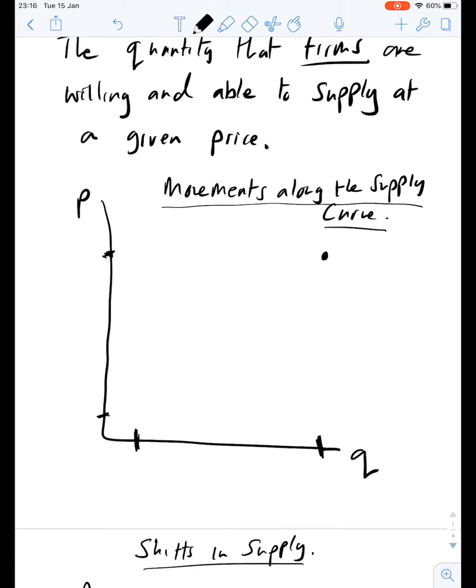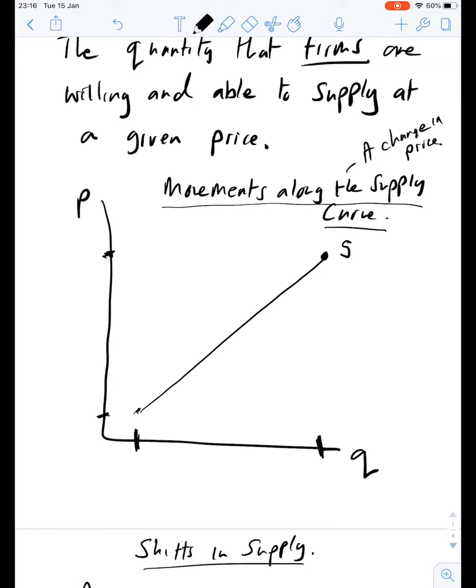So if the price of the product is high, then of course the firms are going to be willing and able to supply the product at a high price. So let's just link these two dots here. Let's label this curve S for supply. Now, movements along the supply curve, just like the demand curve, movements are caused by a change in price.